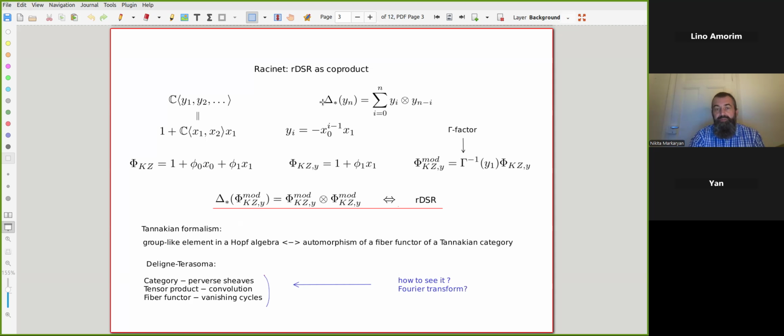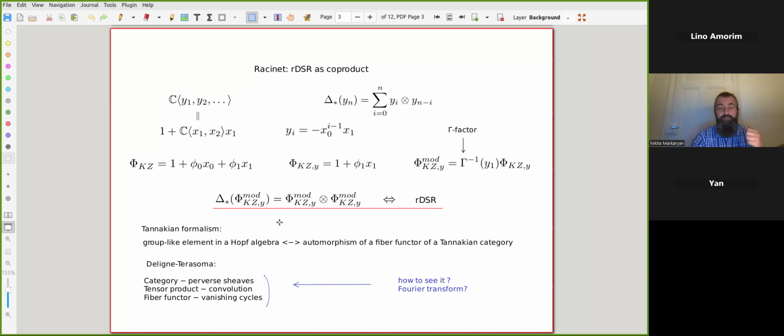And then in 2006 there was a report of Terasoma at the ICM, where he described some project which gives geometric meaning to this formula. So my work was an attempt to understand this geometric approach. Unfortunately, it was never published.